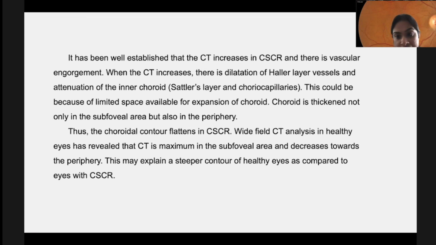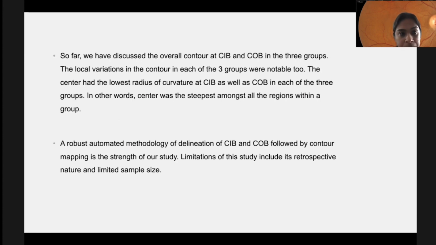Wide field choroidal thickness analysis in healthy eyes has revealed that choroidal thickness is maximum in the subfoveal area and decreases towards the periphery. This may explain a steeper contour of healthy eyes as compared to eyes with CSCR.